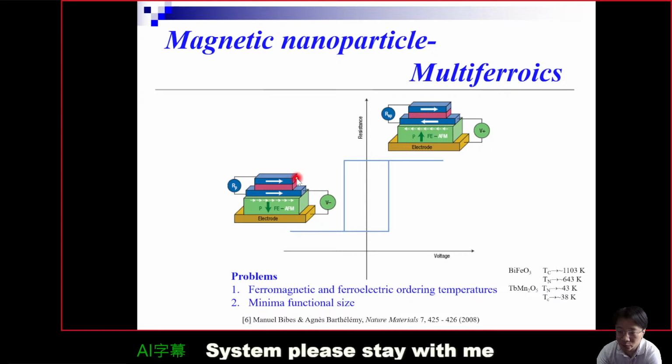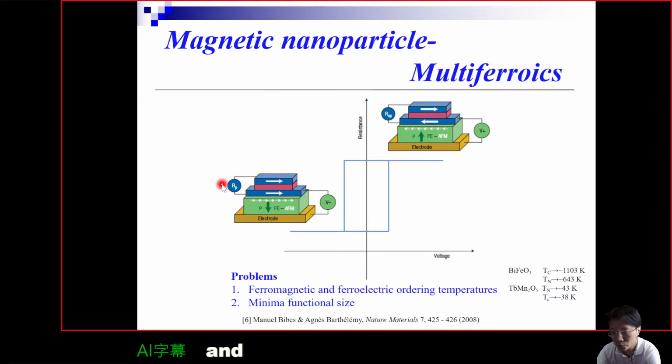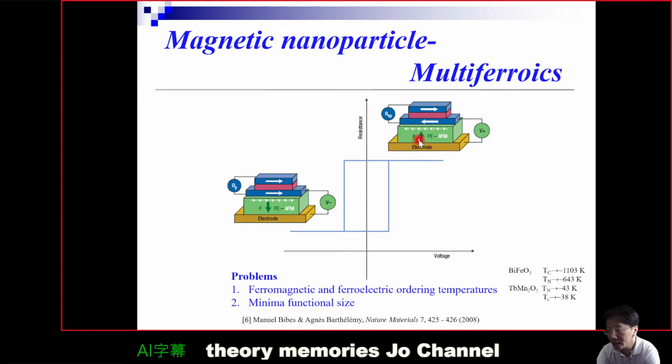We may, for example, let the low resistance state equal 0 and the high resistance state equal 1. So by operating the voltage and measuring the resistance, we can write and read the memories. This is a very good idea: we can make a 1 unit or 1 bit of magnetic memory. But there is one problem.